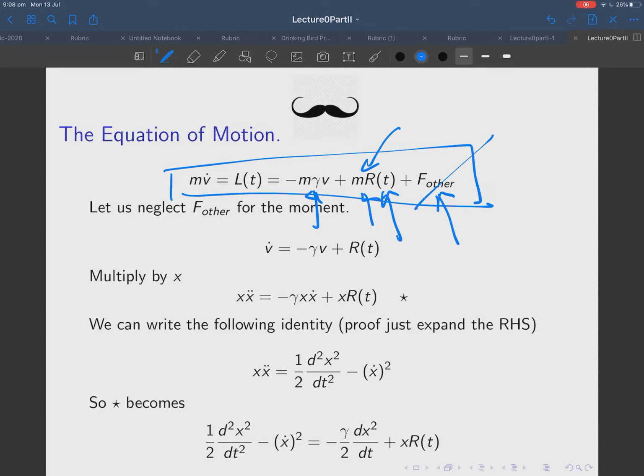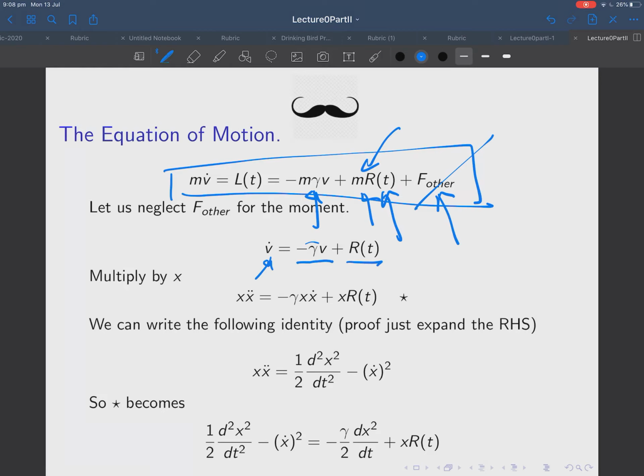So let's neglect all these other forces, get rid of those for the moment. If we do that, all the m's cancel, and we get v dot is minus the drag constant times v plus r of t. So you've got a particle which is going along. This is the acceleration. The acceleration is given by something times the velocity in the other direction plus the random kick. Okay, so let's try and get a handle on what this equation means by averaging it. Can we say something by averaging it?